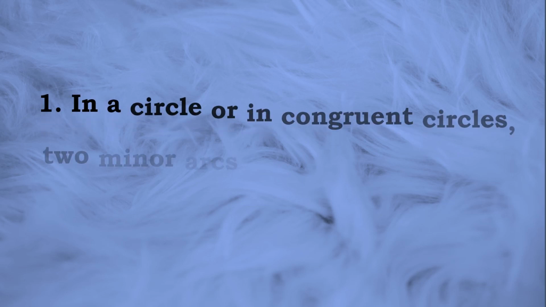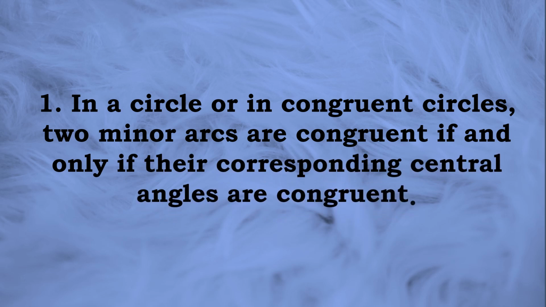Let's start with the first theorem. In a circle or in congruent circles, two minor arcs are congruent if and only if their corresponding central angles are congruent. So this deals with congruent arcs and congruent angles, specifically central angles. So let's have an example.